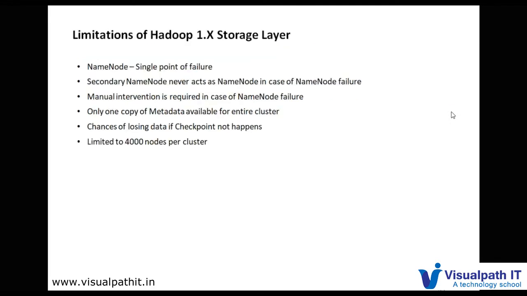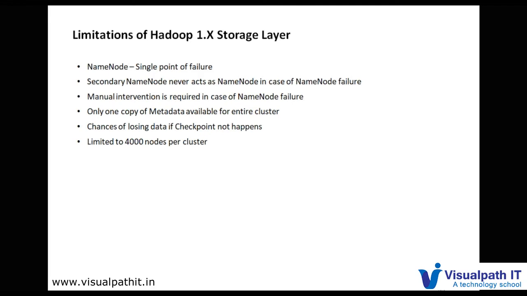Okay, and also, what are the limitations of the Hadoop 1.x storage layer? In the Hadoop 1.x storage layer we have seen name node, data node, secondary name node, right? In Hadoop 1.x we have a single point of failure, the name node. If the name node goes down, the cluster will be down. We cannot perform any operations. We will not be able to connect to the data, or get whatever data we want.